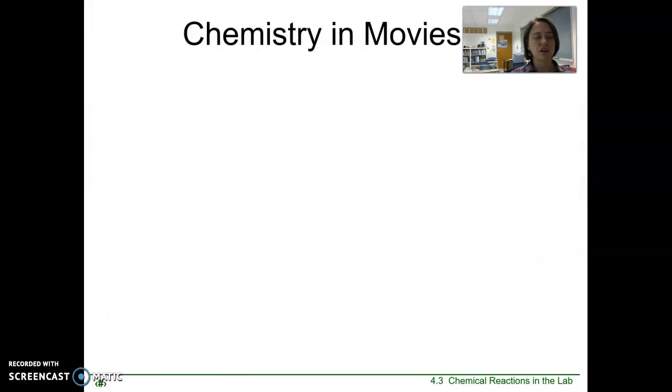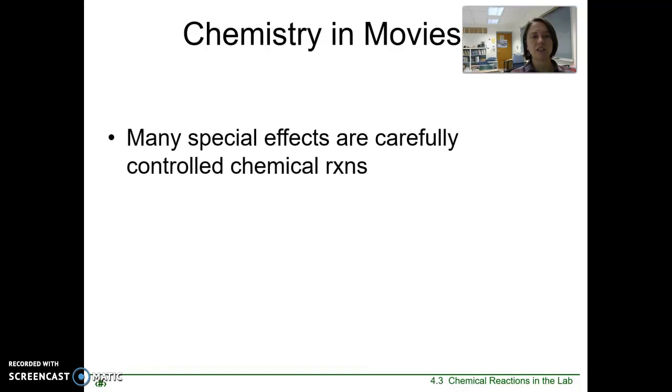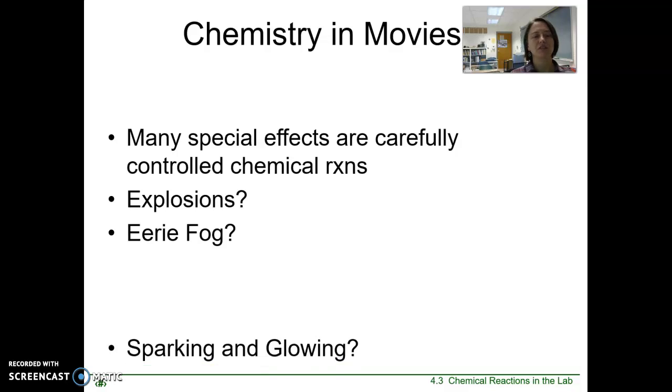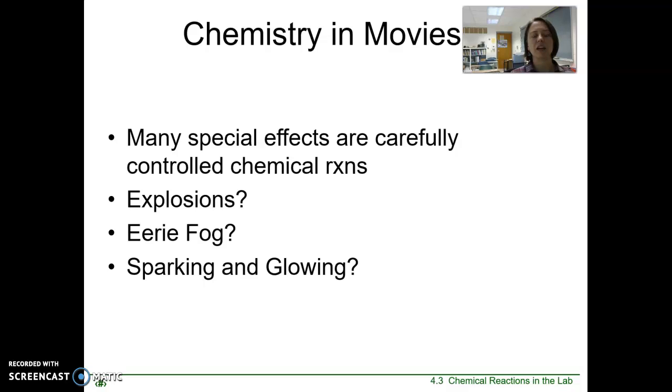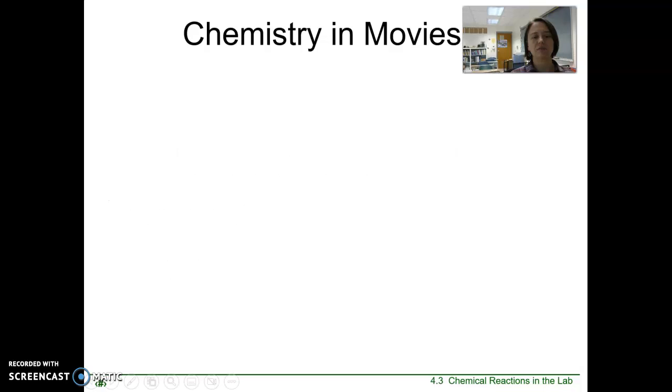All right, so you should have read this last section, chemistry and movies. And please write this down. Many special effects are carefully controlled chemical reactions. So you should write down explosions, and you should be able to tell me, how are some explosions made in chemistry? How is eerie fog made in movies using chemistry? How is sparking and glowing made in movies using chemistry?